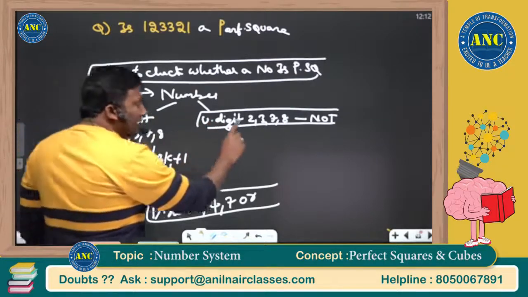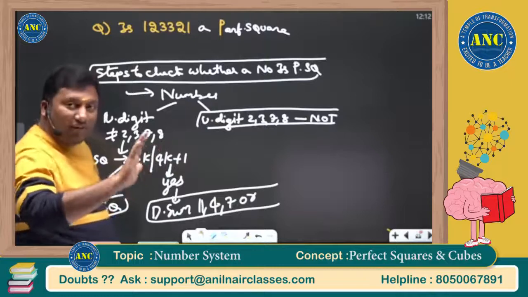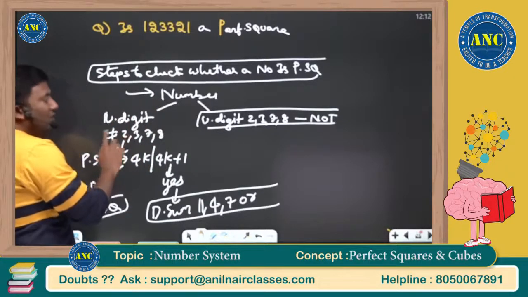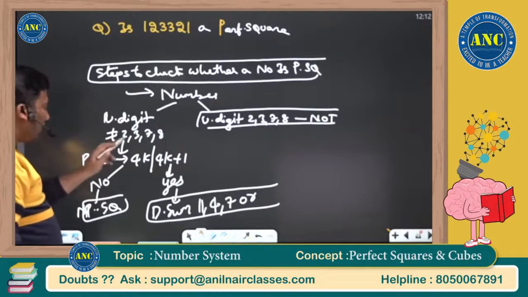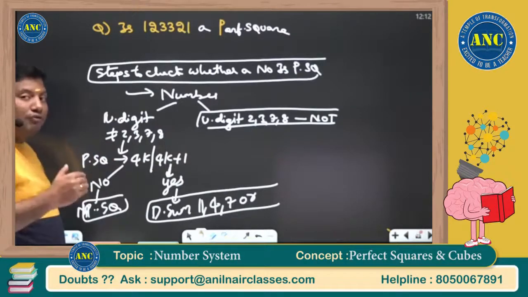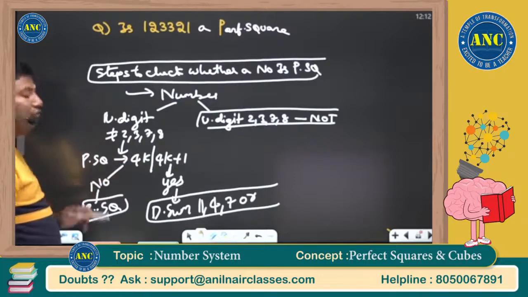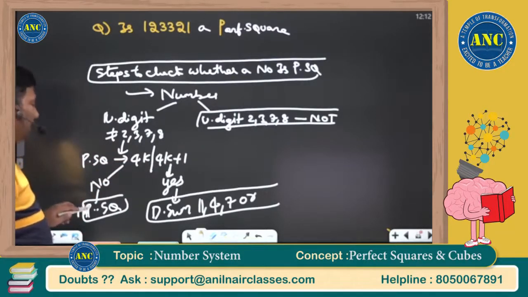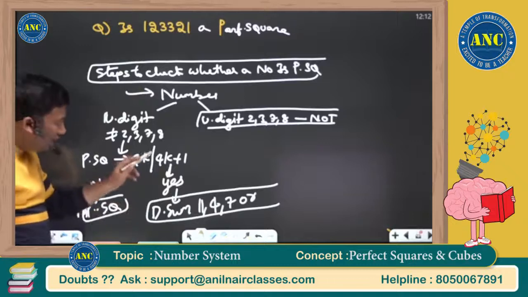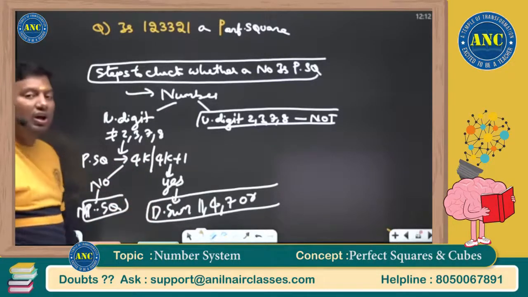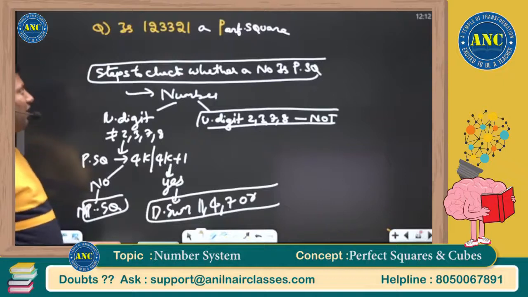If the unit digit is 2, 3, 7 or 8, definitely it is not a perfect square. If the unit digit is not 2, 3, 7 or 8, check whether the number is of the form 4k or 4k plus 1. If it is not of the form 4k or 4k plus 1, then it is not a perfect square. If it is, then use this logic of digital sum of a perfect square.